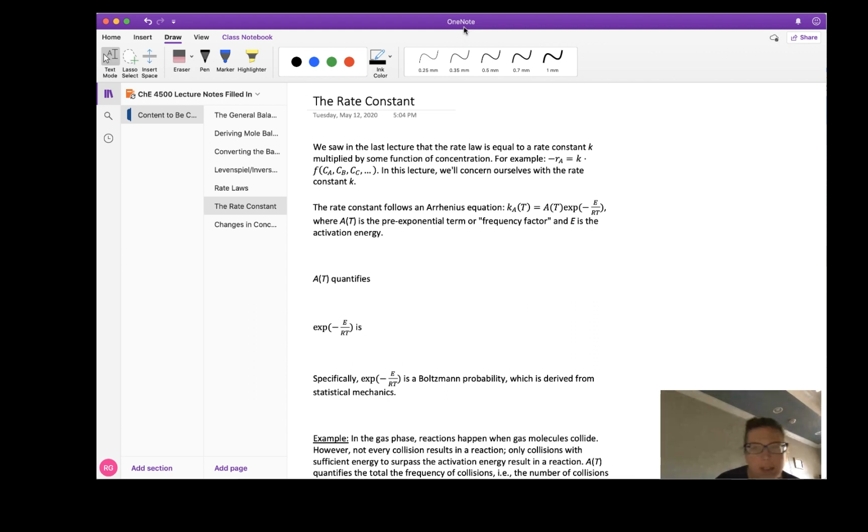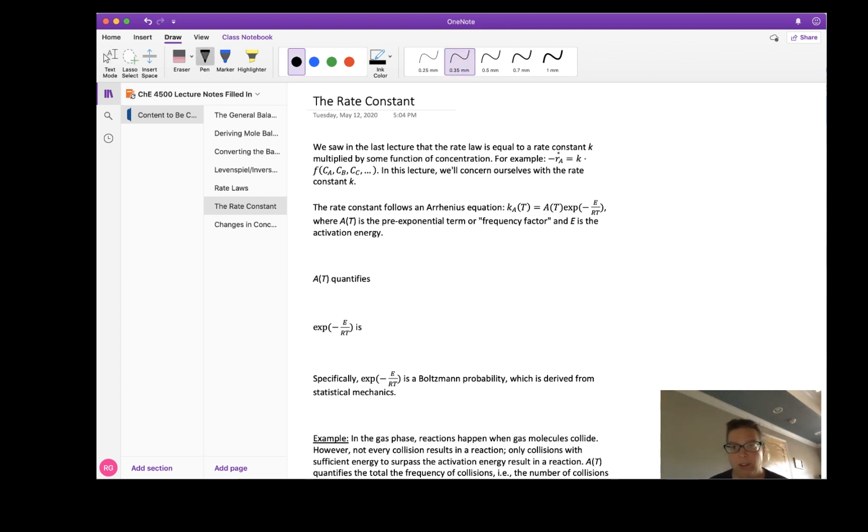Okay, so in the last lecture, we saw how the reaction rate, the rate expression, is a function of concentration. And we alluded to the fact that the rate is actually a function of concentration and temperature. In this lecture, we'll see the temperature dependence.